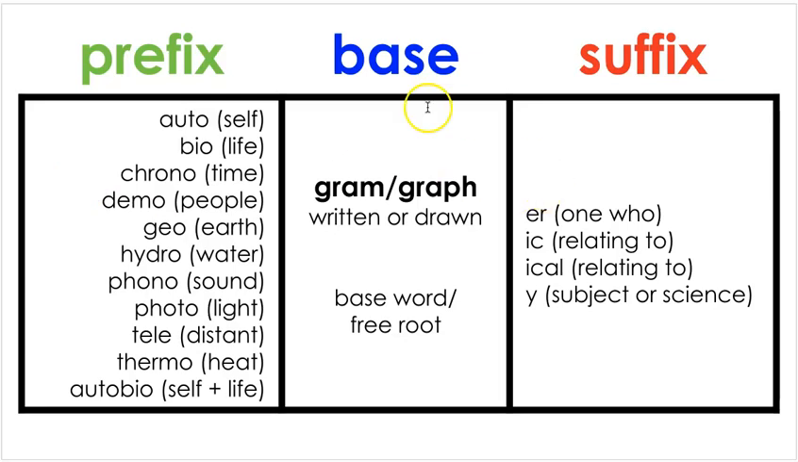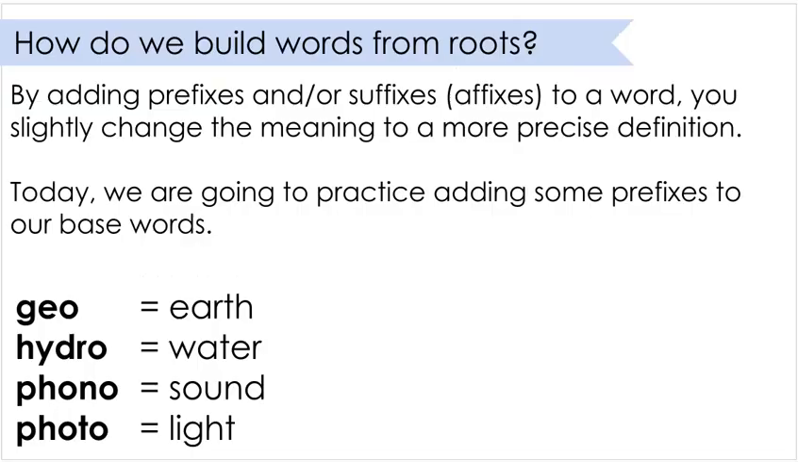As we said yesterday, we're looking at a lot this week, and we're going to be adding some suffixes today that we have not gone over yet, but we'll go over them at that time. Yesterday in lesson 1, we learned about auto, which means self, bio, which means life, chrono, which means time, and demo, which refers to people. Today, we're going to look at the next 4: geo, meaning earth, hydro, meaning water, phono, meaning sound, and photo, meaning light. With all that said, let's get started.